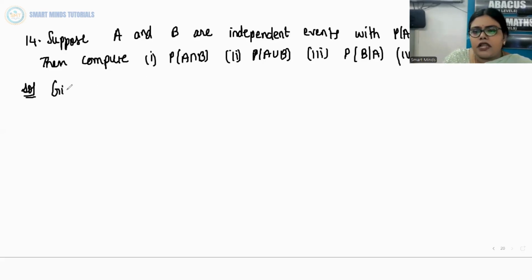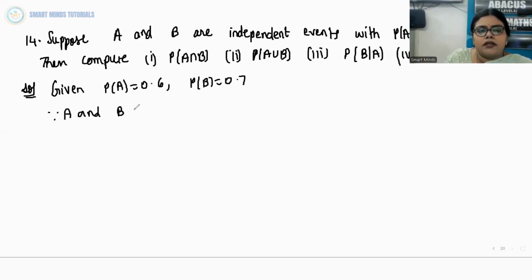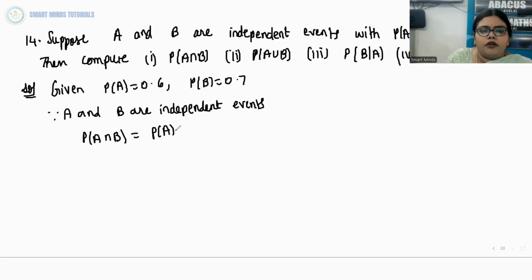So first let us write what is given to us. Given P(A) = 0.6, P(B) = 0.7. Now here one more thing is given, independent events. A and B are independent events. So since A and B are independent events, what is the condition we have for independent events? P(A ∩ B) = P(A) × P(B).